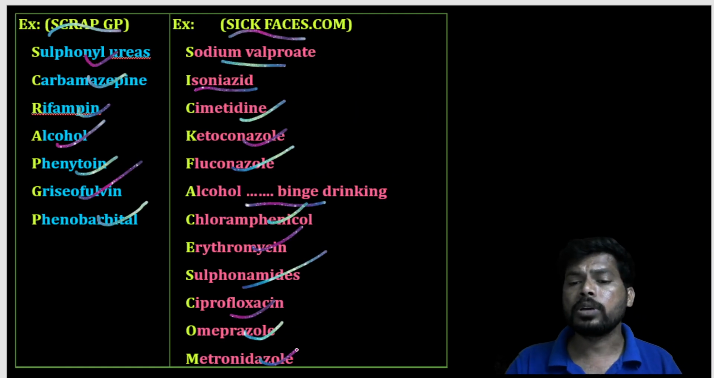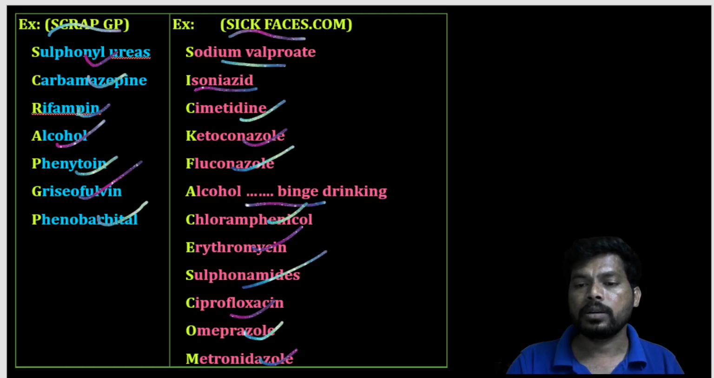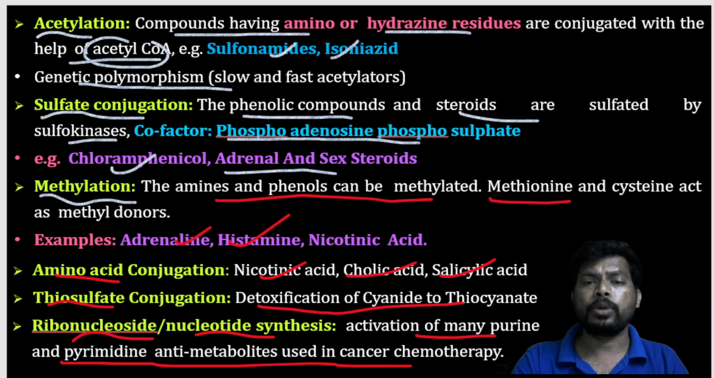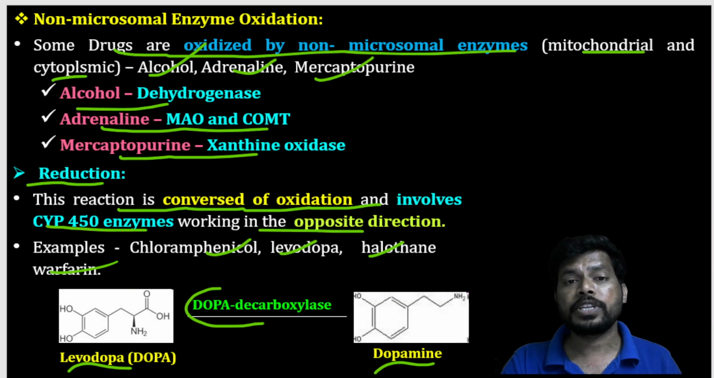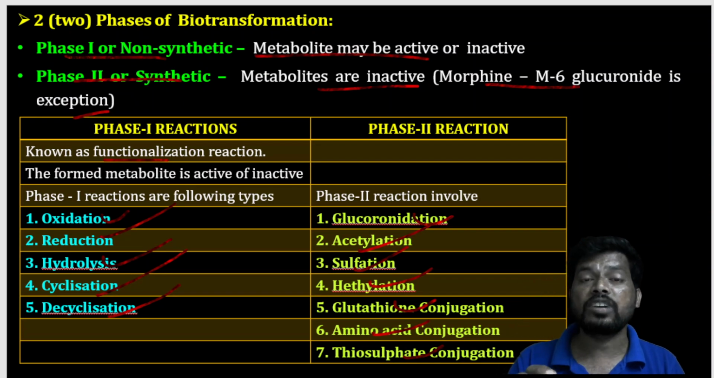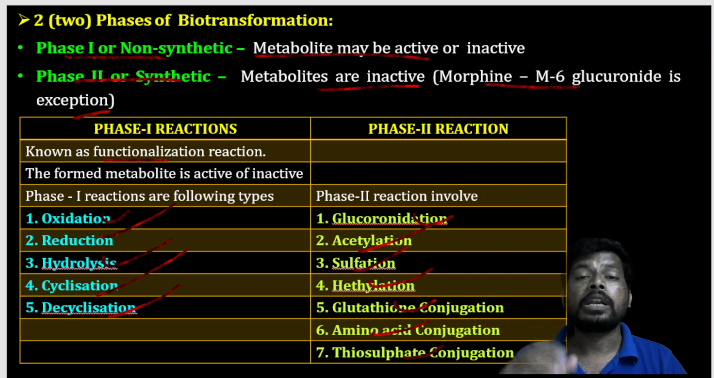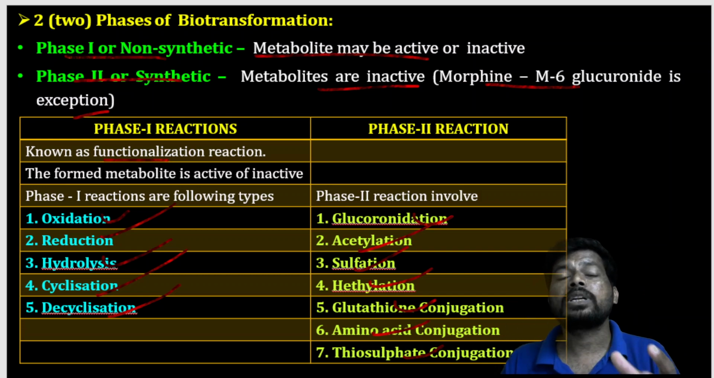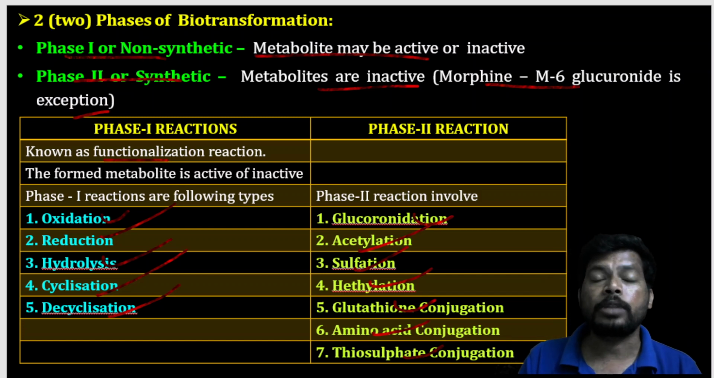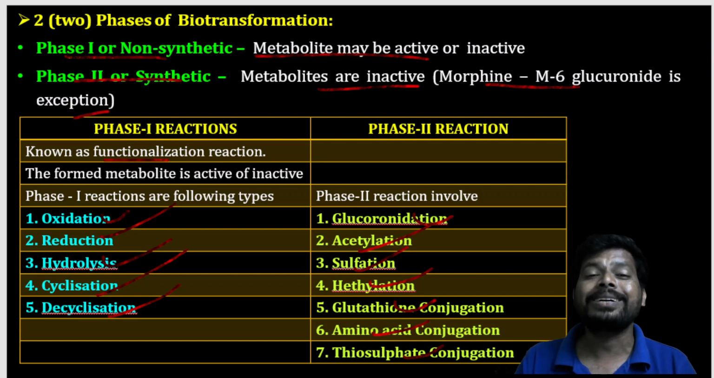So this is simply about what drug metabolism or biotransformation is. What is the definition? What is the importance of biotransformation? What are the basic points regarding biotransformation? What are the reactions involved in biotransformation, along with examples, the importance of deconjugation, and after that the very important enzyme induction and enzyme inhibition. So this is the class on biotransformation of drugs or drug metabolism.